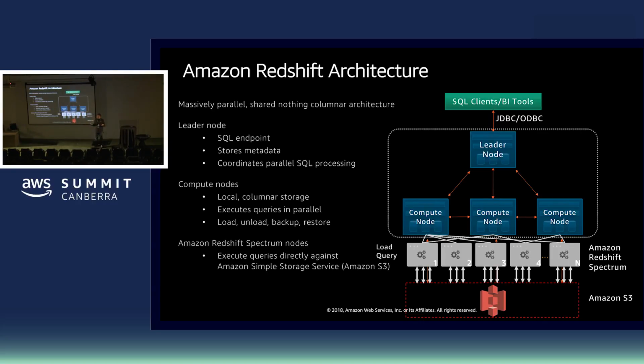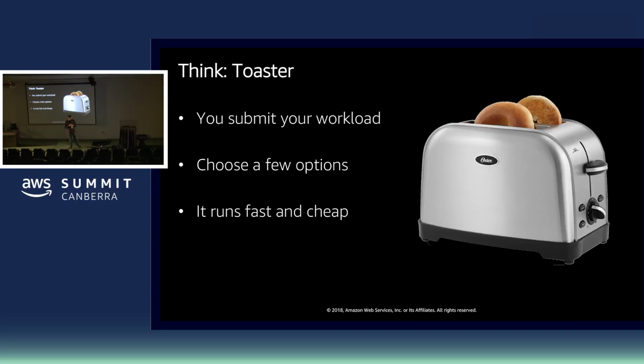Redshift Spectrum is a massive cluster that runs. It's a multi-tenant cluster that runs underneath Redshift, and it is accessible only via Redshift. It's not accessible outside Redshift. So, you should be thinking toaster when I say Redshift.